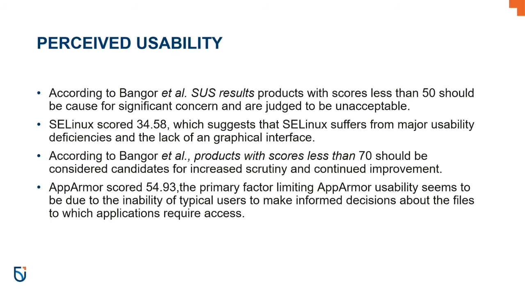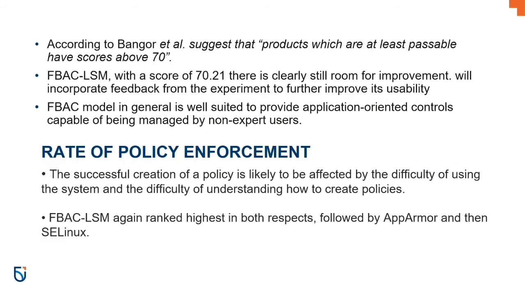The prime factor that limits AppArmor usability seems to be the inability of typical users to make informed decisions about the files to which an application requires access. This result showed that end users do not have the expertise to make low-level decisions about what access privileges their program requires, and products which are at least passable have scores above 70.